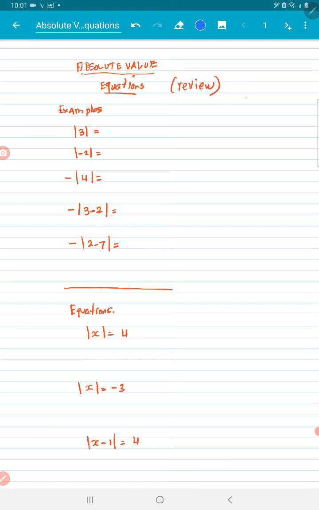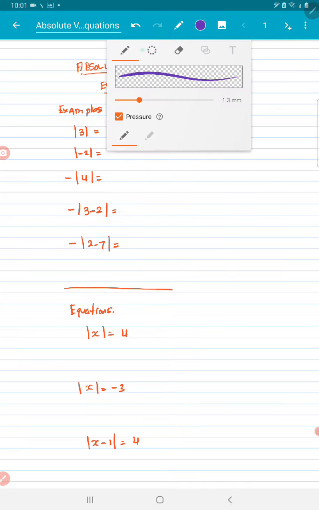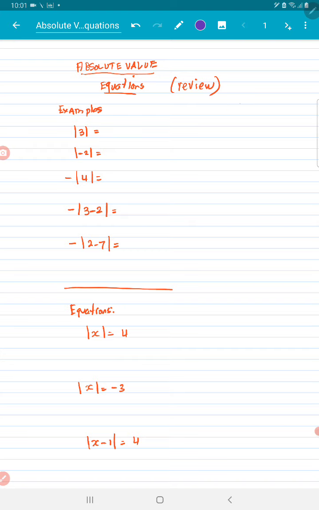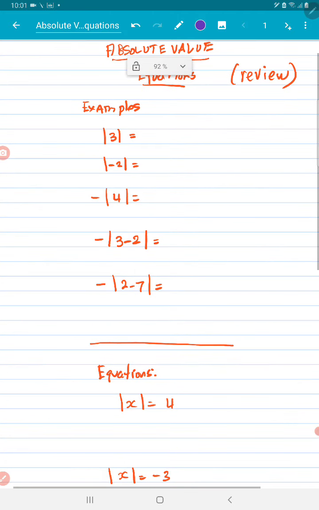Okay, this symbol is the absolute value symbol, or also called modulus. So that would be called mod x, or absolute value of x. In these examples, you will recall that the absolute value sign will make all values positive.